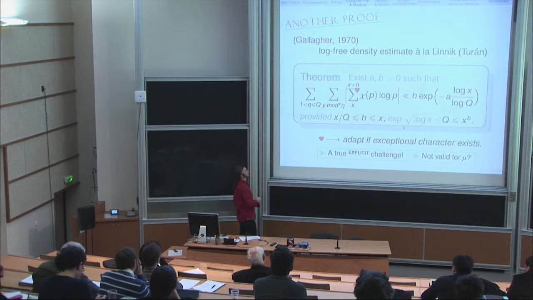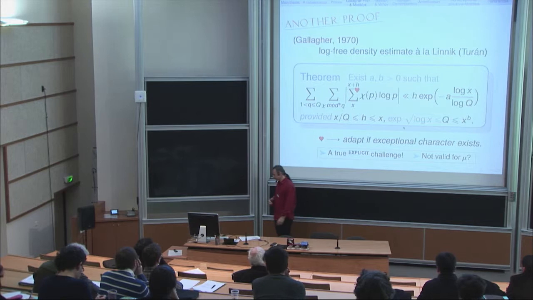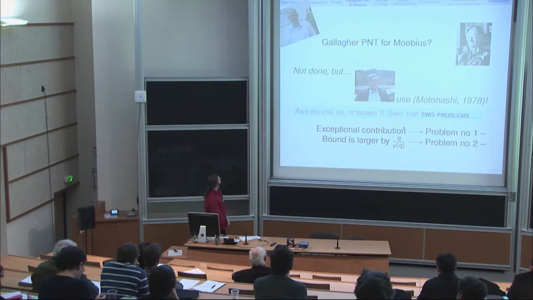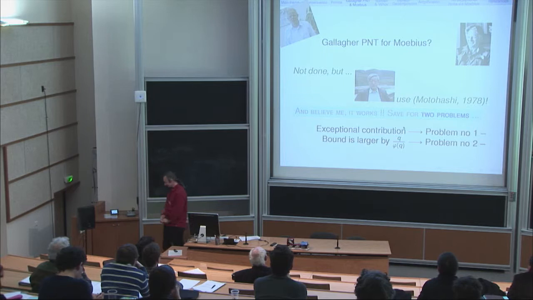So if you take Gallagher's proof, you say, I cannot make it work for the Möbius function because it uses zeros and residues and I don't know how to do that, but you can do it. That's Gallagher on top. So how can you get the Gallagher prime number theorem for the Möbius function? It has not been done, but I think you can believe me that it can be done. And I'm going to tell you how to do that.